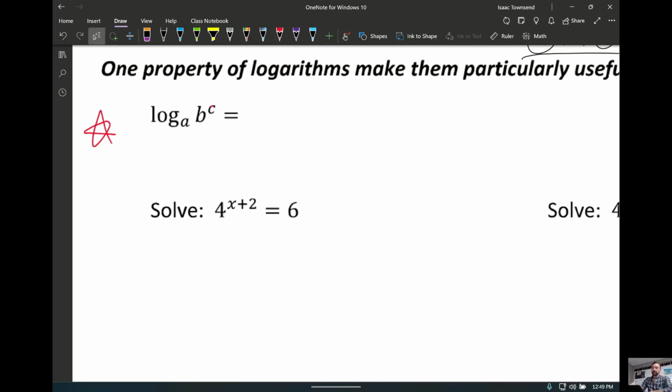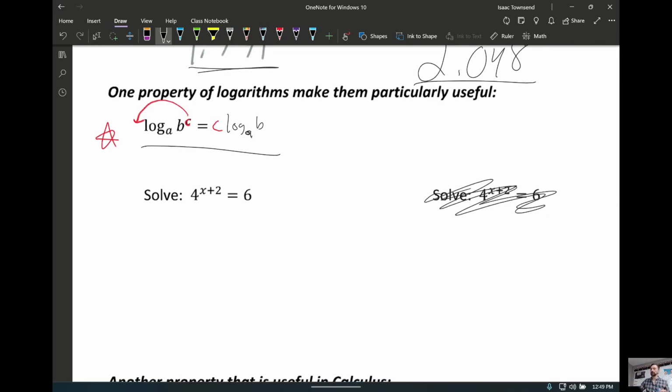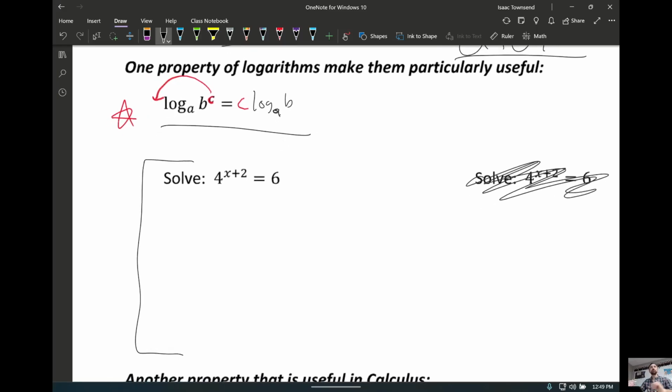This property says if you have an exponent on something you're taking the log of, that exponent can come down out front. You need to know this property for this section. Eventually, after spring break, you'll need to be able to do a question like this. But for your notes, I just want to show you an example and have you copy down an example why this is important, instead of just saying it works, memorize it, and be able to use it.